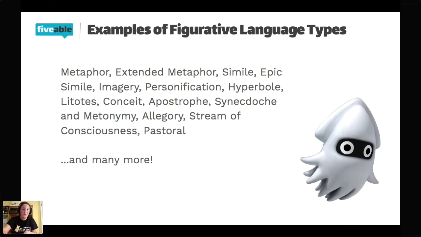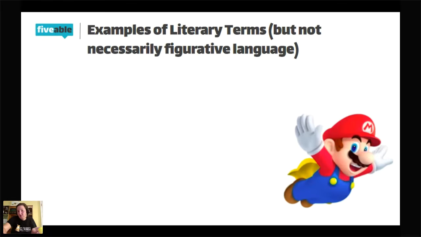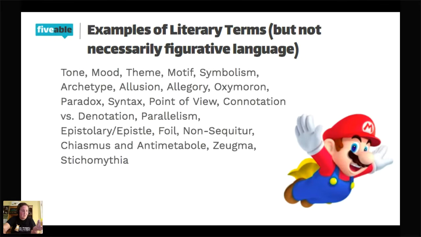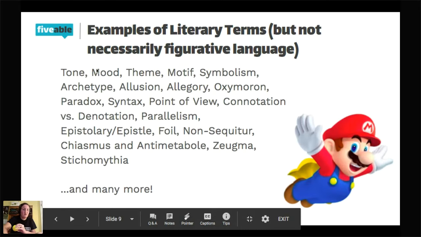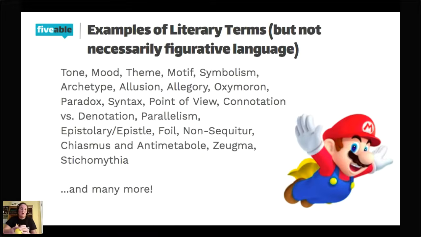Okay, cool. So those are figurative language types, again, not an exhaustive list. So we got some literary terms, but these are not necessarily figurative language. A lot more, because it's an umbrella term, and I bet more of these on this list are ones that you haven't seen before. So tone, mood, theme, motif. We just did tone and mood, and theme is a general idea in a text.